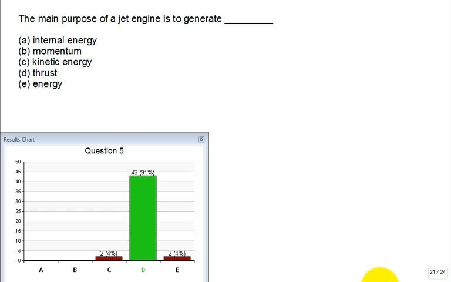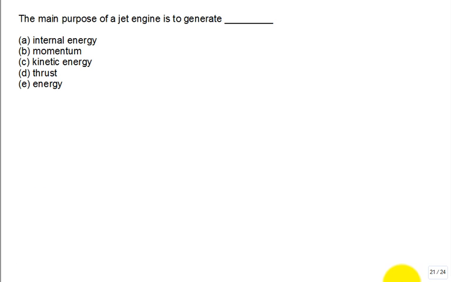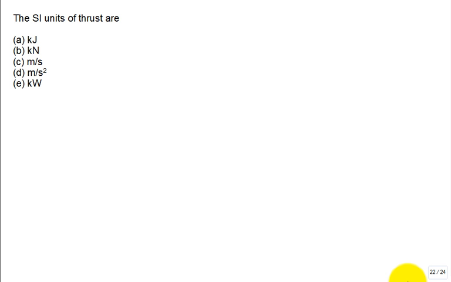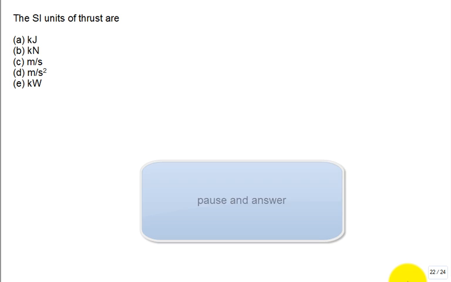Very good. But this is great, 91%. It's thrust. All right? That's what it generates, thrust. So that propels the aircraft down the runway. Well, here's the next question. What are the SI units of thrust? Kilojoules, kilonewtons, meters per second squared, or kilowatts?